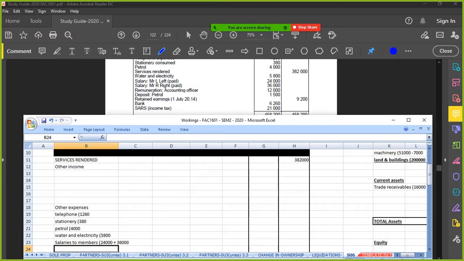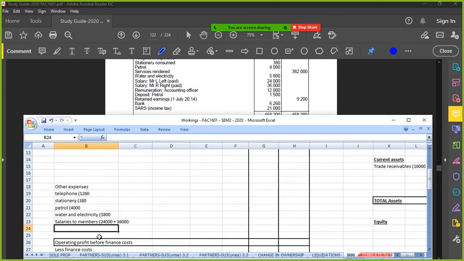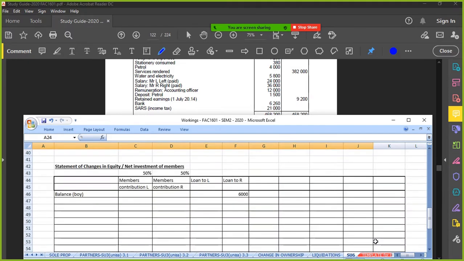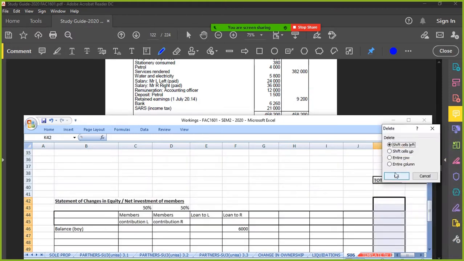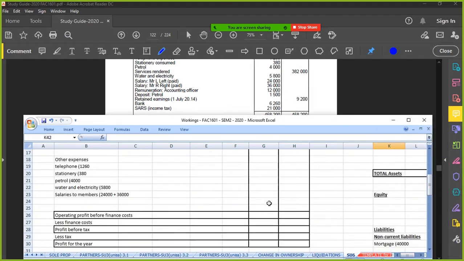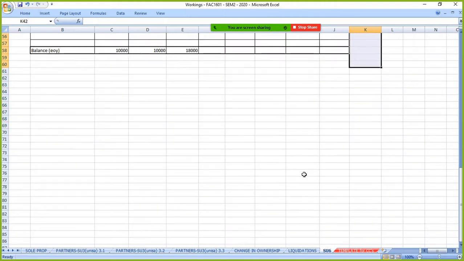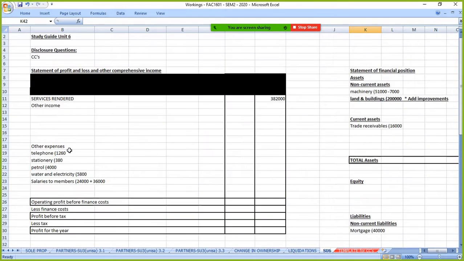Okay, what else? Remuneration accounting officer. Is that more expenses? Yeah, that's more expenses, correct. I actually do need to move this down, so let's delete this column, and then it won't mess up all the other lines. Yeah, that's fine.